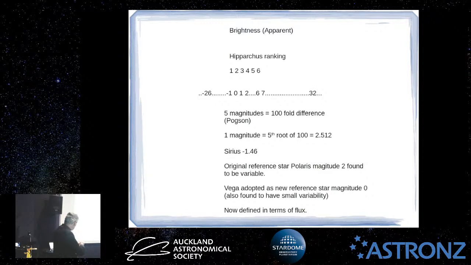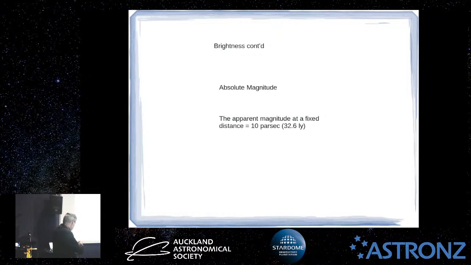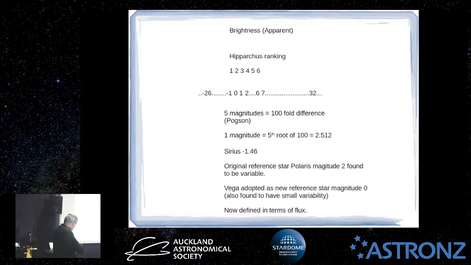They used to use Polaris as the definition of magnitude 2, but then it was realised that Polaris is a variable star, so that wasn't going to work. Then they decided to change to Vega, which came out at magnitude 0, but it is also slightly variable, so now they just use an instrument-measured flux of the star to calibrate the system.